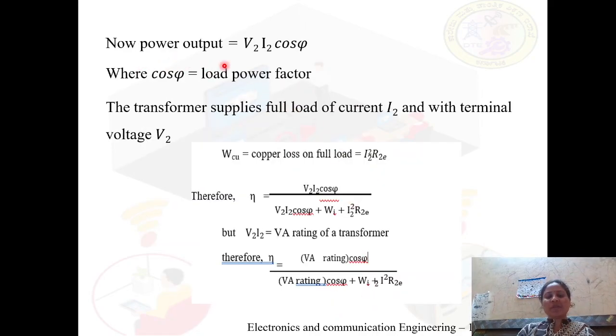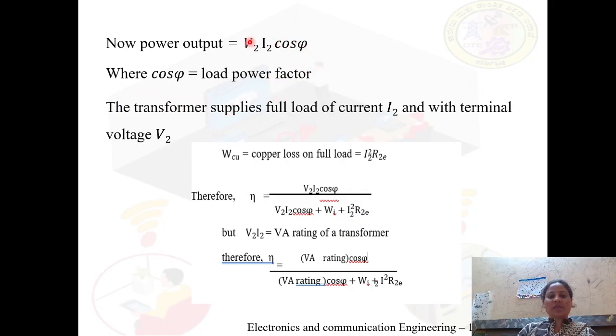The power output can be represented as V2 I2 into cos phi. We know that in an AC circuit, the power can be represented as VI into cos phi. So, output power will be measured at the secondary winding. Therefore, the voltage at the secondary winding is V2 and the current at the secondary winding is I2. Also, we have to take the power factor at the secondary winding. Therefore, the power output is V2 I2 into cos phi, where cos phi we call the power factor.